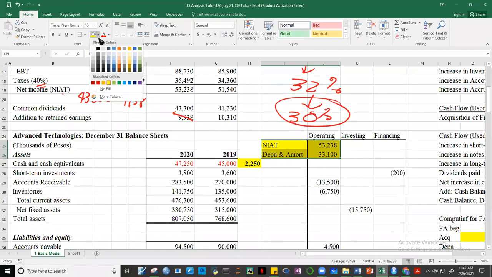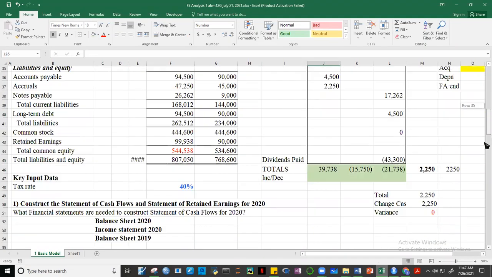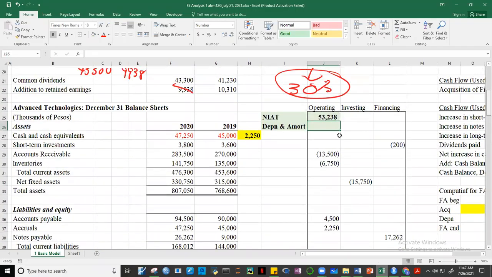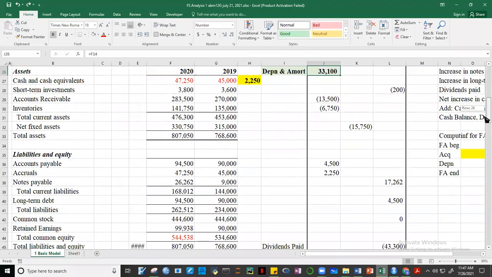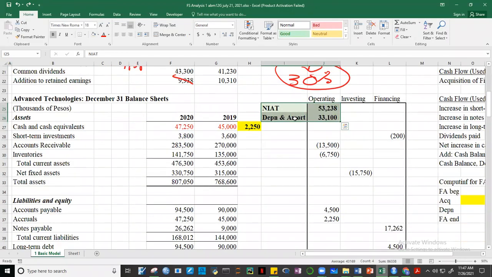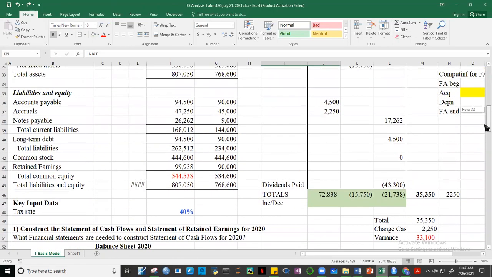So tama yan, guys. So hindi natin pwedeng galawin yan, because this is correct. Adding net income and adjusting it to depreciation and amortization is correct. So we can't do anything about that. Pag tinanggal natin yan, guys, tatama yung total natin, pero mali ito. Kukulangin yung operating natin. Kasi hindi natin in-add back si depreciation when it should be added back. So ergo, guys, the error does not come from this one. Hindi ito yung source ng error. It's coming from another source.